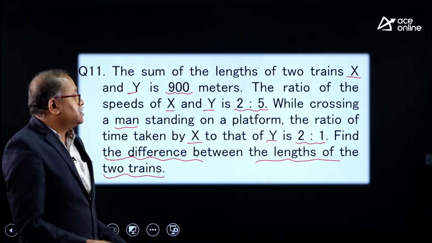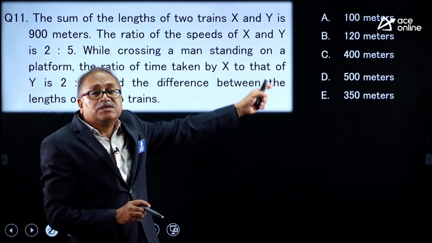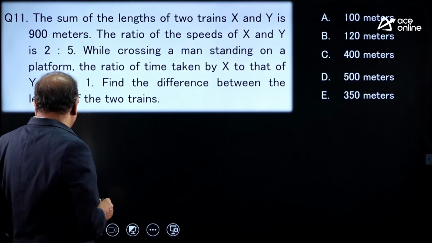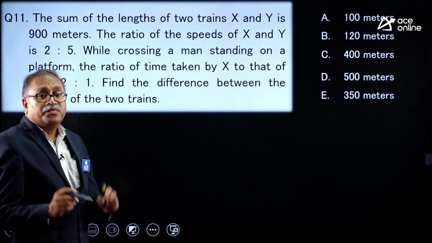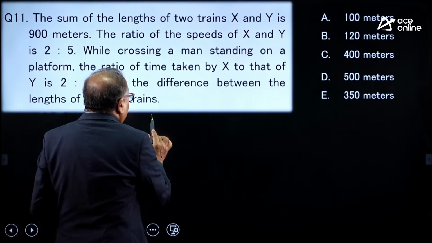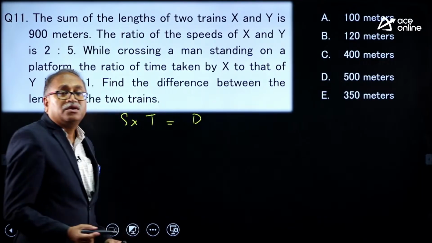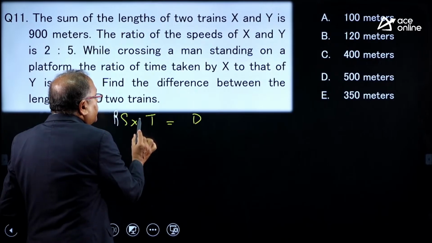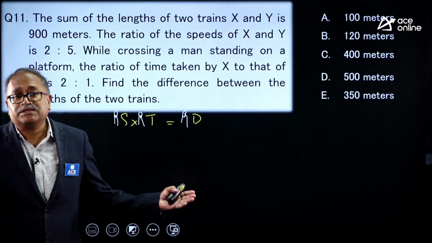Really my dear friends, it is a beautiful question. Think of how to answer the question, and the options are there. Shall I give you some clue? Now, we know speed into time is equal to distance. Therefore, the ratio of speed into ratio of time is equal to ratio of distance.